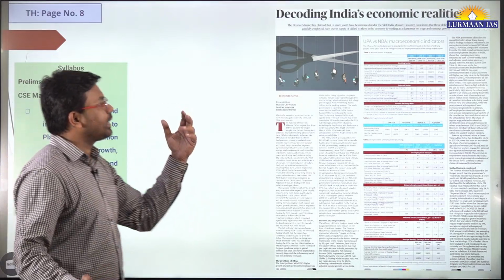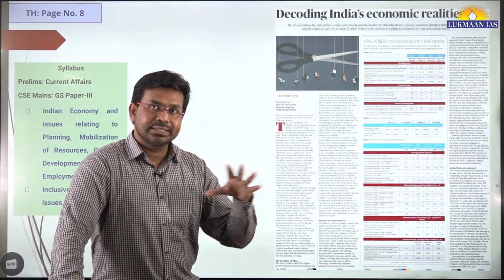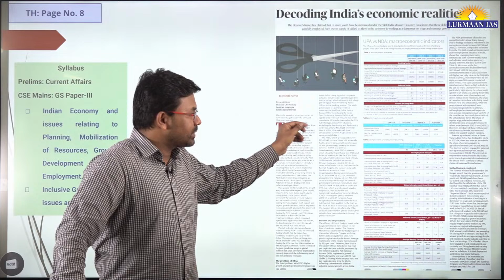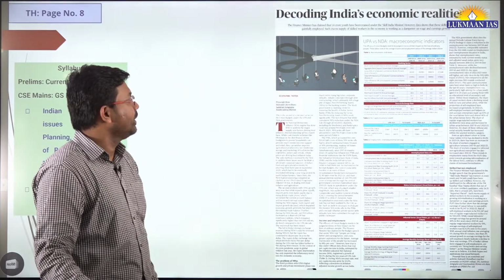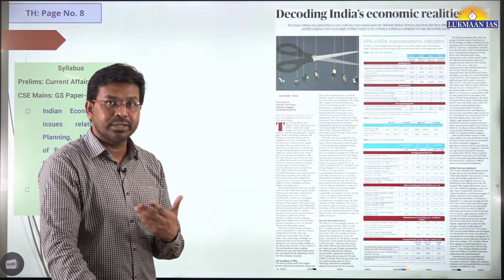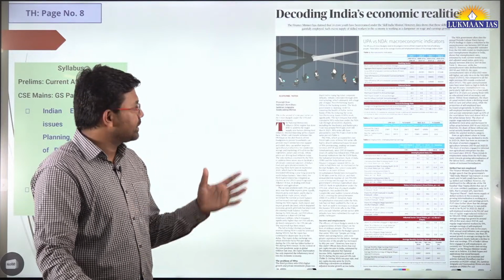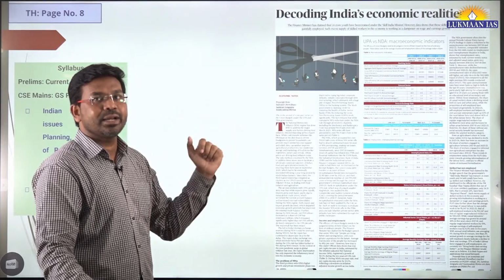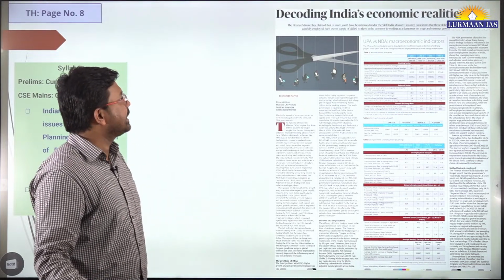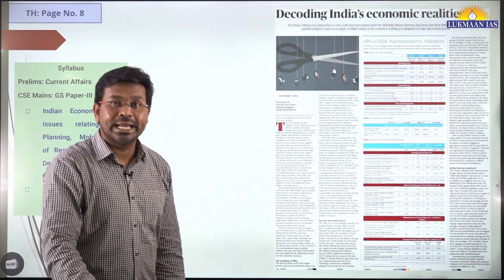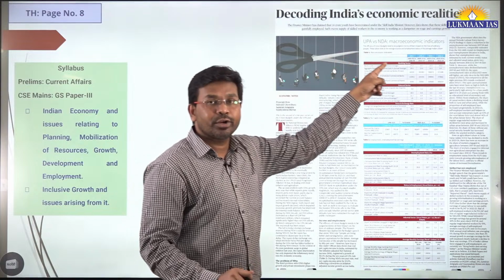This is a very short article, so we are going to discuss it, although it may not be visible because the font is very small. I have just squeezed it into the PDF. So I'm going to discuss this particular thing in detail with you. This is a lengthy article, but the topic is fairly simple to understand. It says decoding India's economic realities. This is the second part of the article.